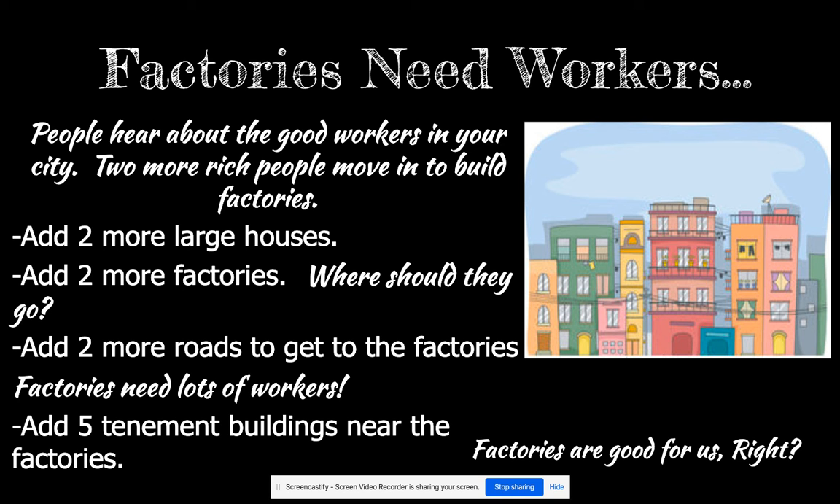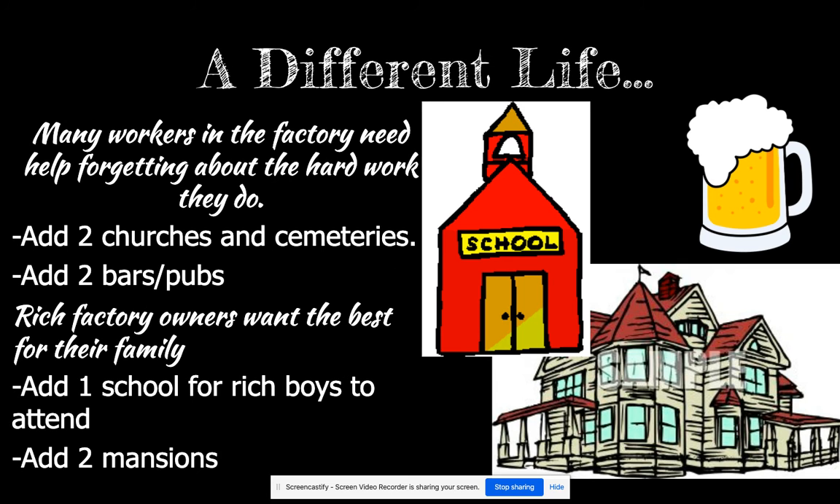So you're going to add what are called tenement buildings near your factories, 5 of them actually. And a tenement building is just the cool English word for an apartment building. Okay. So tenement buildings are going to be multi story and they are going to be terrible places to live. So add five of them nearby the factories. Awesome.